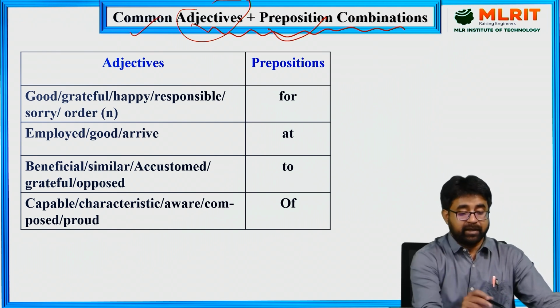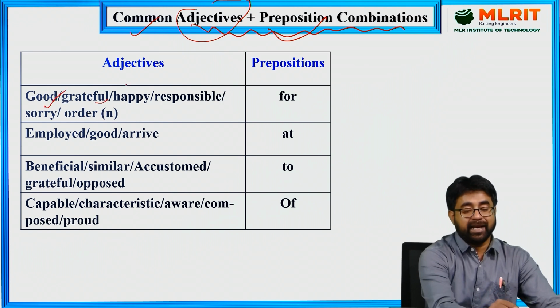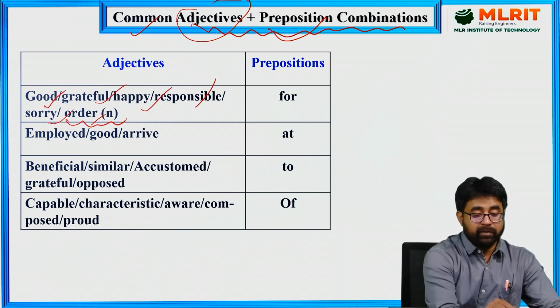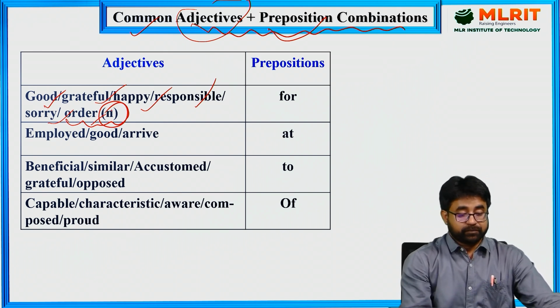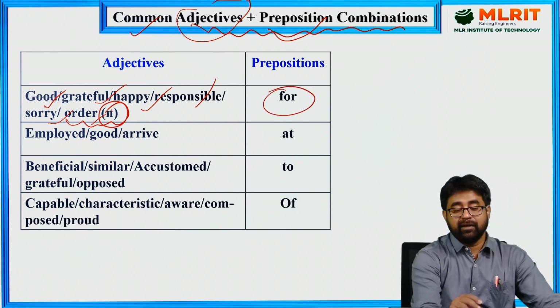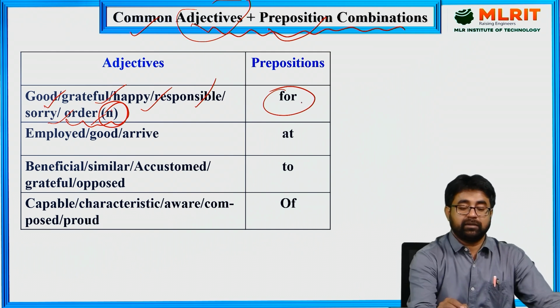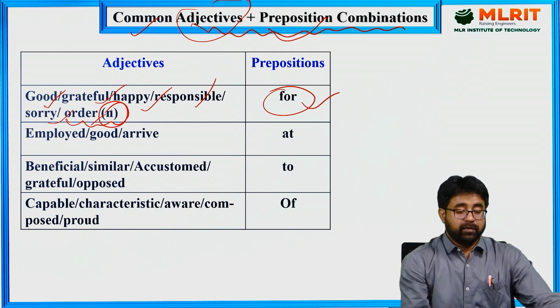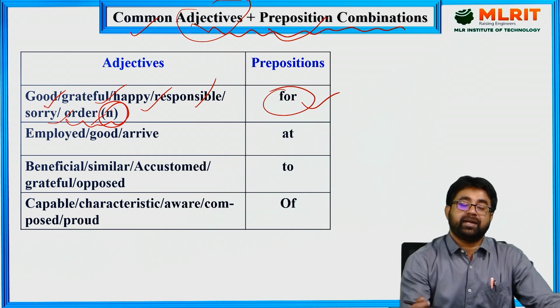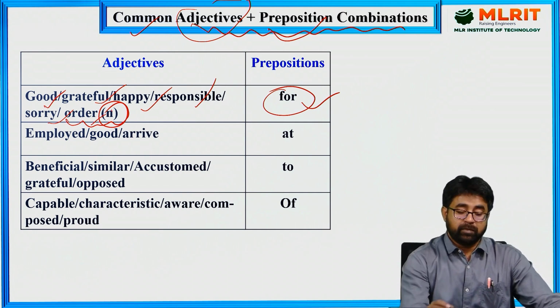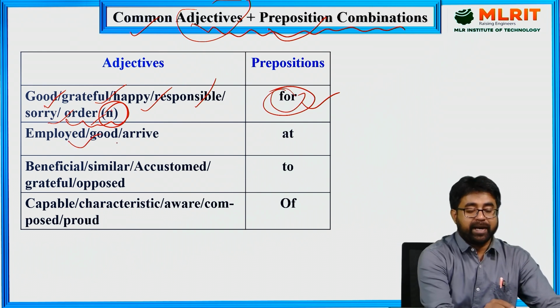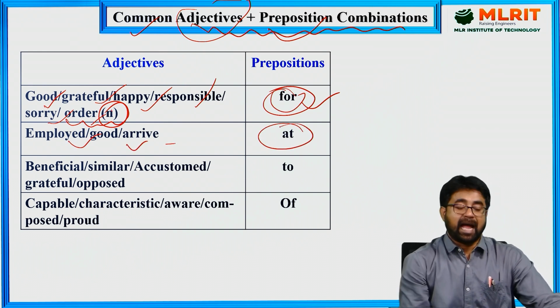Now see here, these are the adjectives: good, grateful, happy, responsible, sorry, order. Here we have to remember we are using the word order as a noun. So for that, we always take what? This preposition, for. Now, I am grateful for his help. You can see he is responsible for the problem. For. Similarly, employed, good, arrive, they always take at.